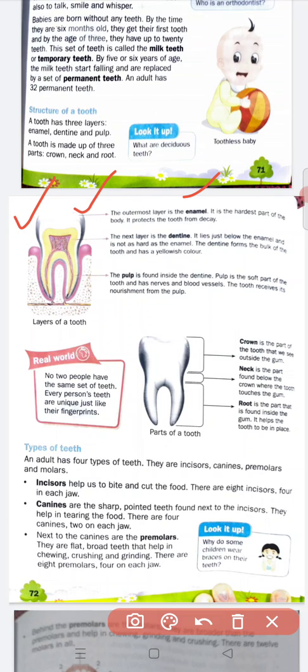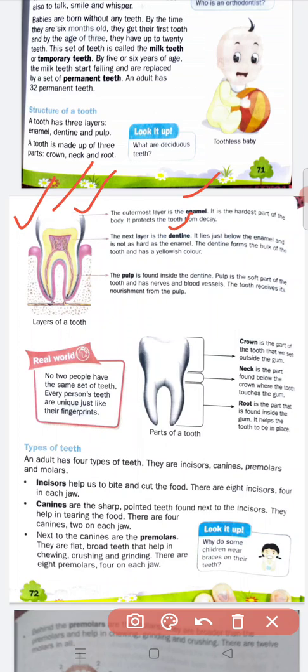The next layer of the tooth is dentine. It lies just below the enamel, and it is not as hard as enamel. The dentine forms the bulk of the tooth and has a yellowish color. You can see it is present just below the enamel. This is the outermost layer, the enamel, and just below the enamel there is dentine present, and it is not hard, and the color of the dentine is yellowish.